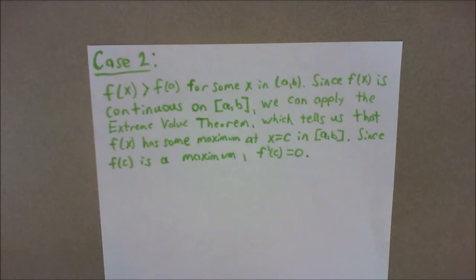Alright, case 2, we're going to look at when the function f of x is greater than f of a for some x on the closed and bounded interval a to b. Since f of x is continuous on a to b, we can apply the extreme value theorem. The extreme value theorem states that if a real valued function f is continuous on the closed and bounded interval a to b, then f must attain at least one maximum and one minimum. And that tells us that f of x has some maximum at x equals c in the interval a to b. And since f of c is a maximum, we know that the tangent line is going to be horizontal, which means f prime of c is equal to 0.